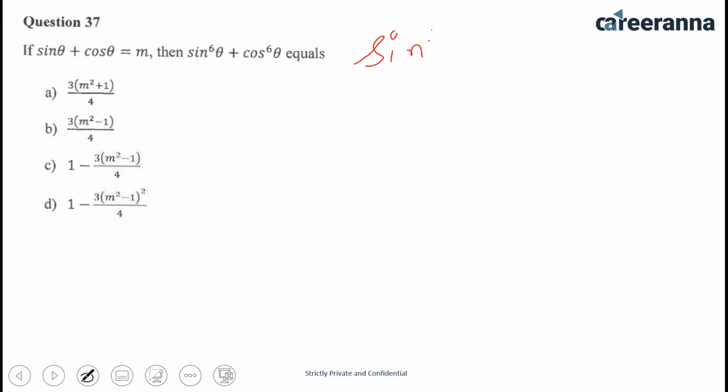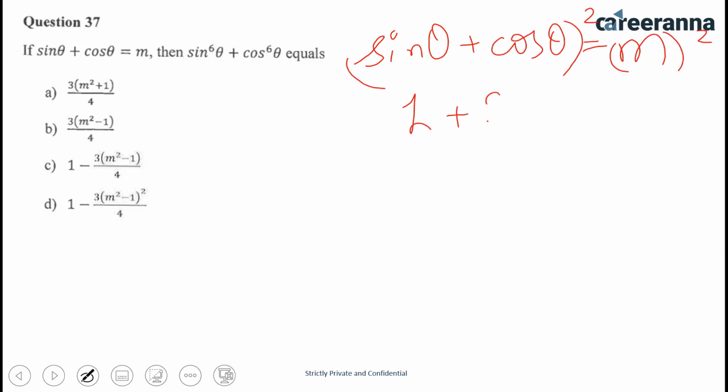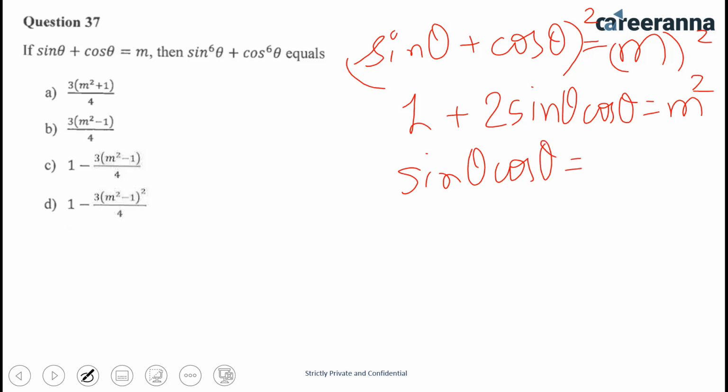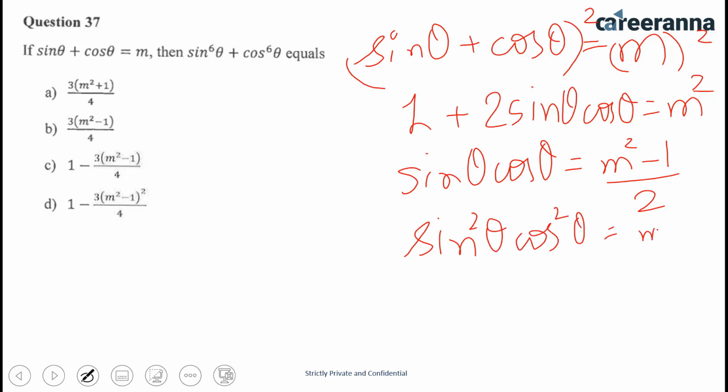Now since sin θ + cos θ is equal to m, if I square it on both sides, I'll get 1 + 2 sin θ cos θ equal to m². Now sin θ cos θ becomes (m² − 1)/2. Squaring both sides, I'll get sin²θ cos²θ equal to ((m² − 1)/2)². Now I have this value here, so I'll be substituting that value.